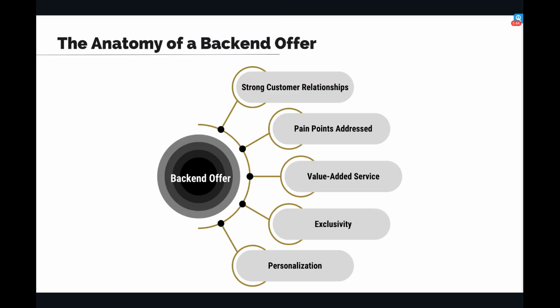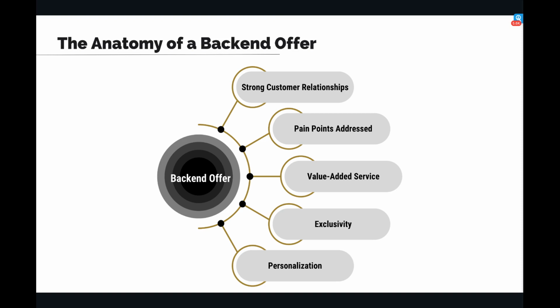A common mistake that many business owners make in creating their backend offer is that they don't cover all the core components that make up a really successful backend offer. And then they don't make the sales, they get discouraged. So we really want to start off with understanding the anatomy of a backend offer, and that includes these 5 components. Okay, so let's start with component number 1, strong customer relationships.